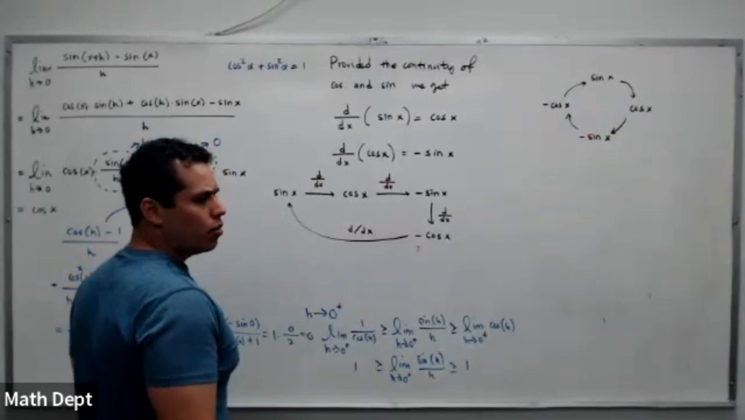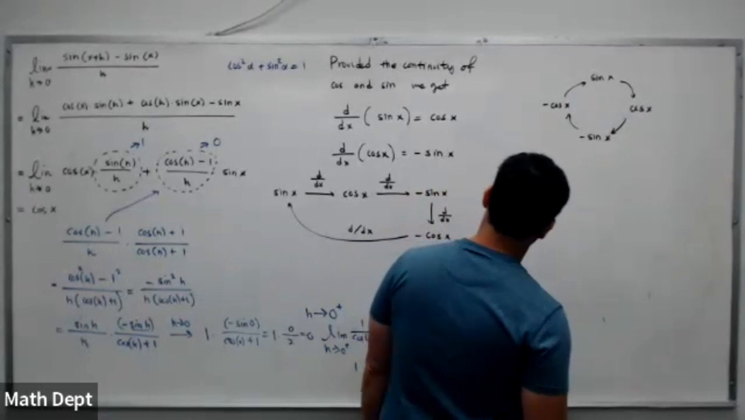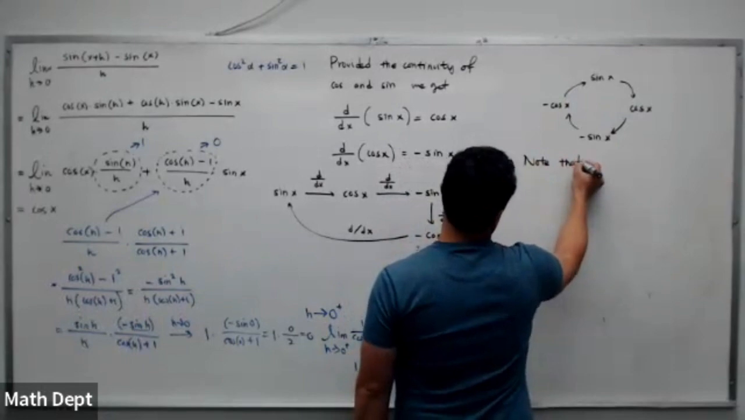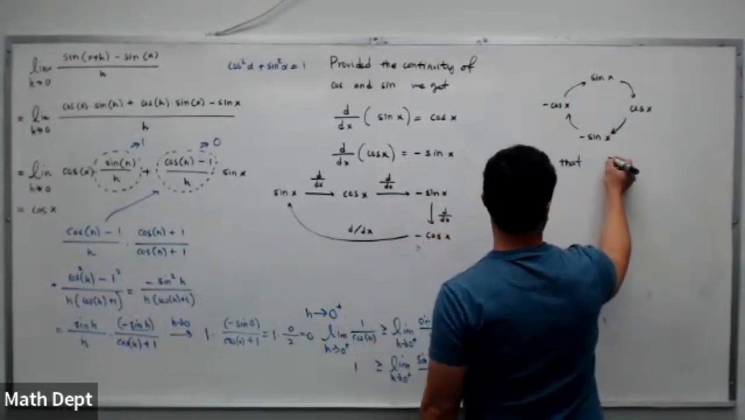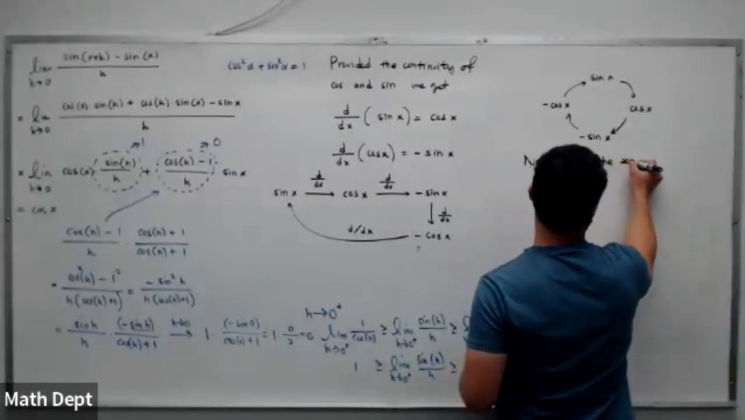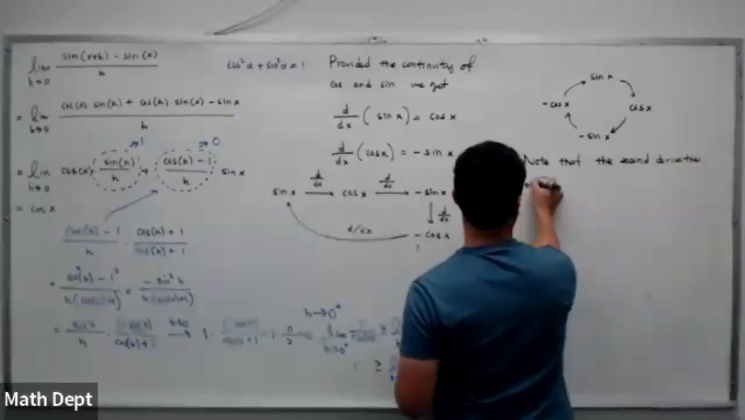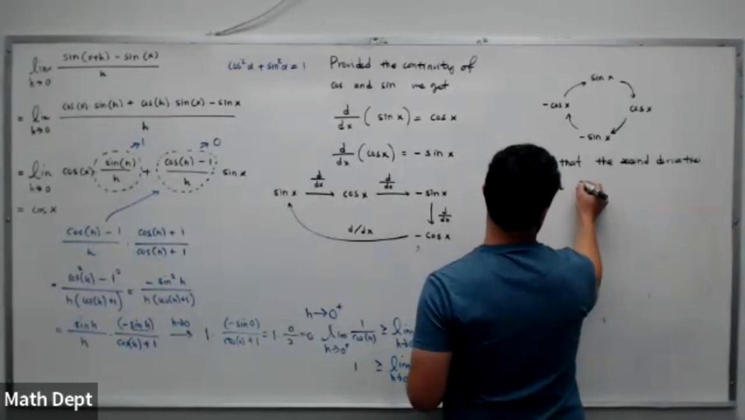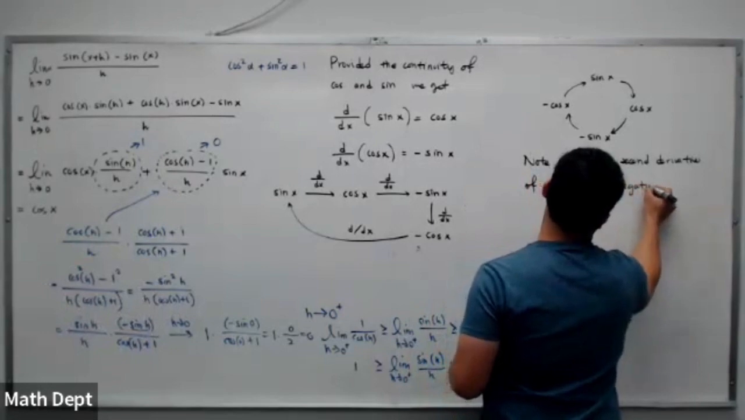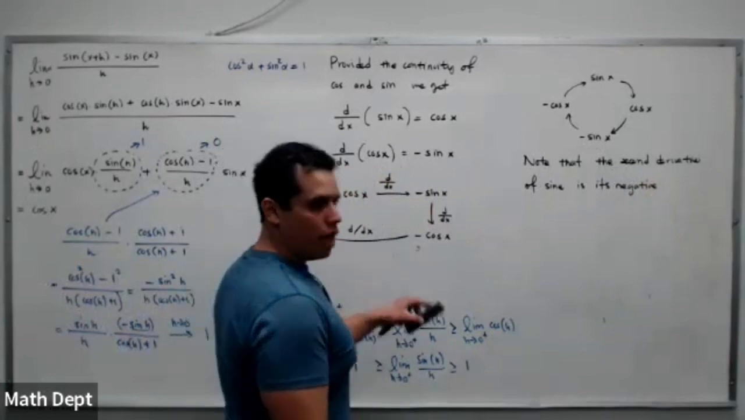What does that mean in terms of the derivatives of these things? Well, first thing, note that the second derivative of sine is its negative. What can we say about cosine? Exactly the same thing.